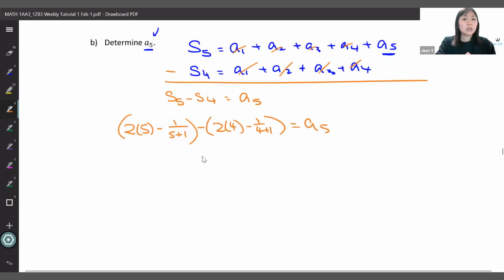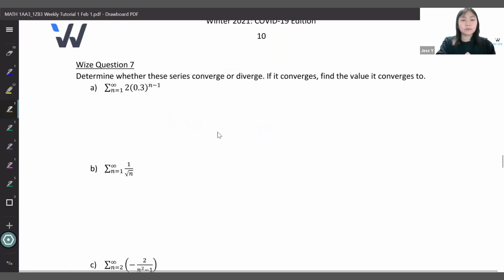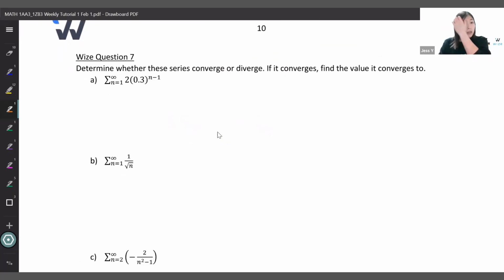Okay, let's take a look at the next question. In these questions, we are given a series, so the sum of some terms. We're not given the formula of the partial sums here, but we are asked whether these series converge or diverge. If it converges, we want to find the value it converges to.